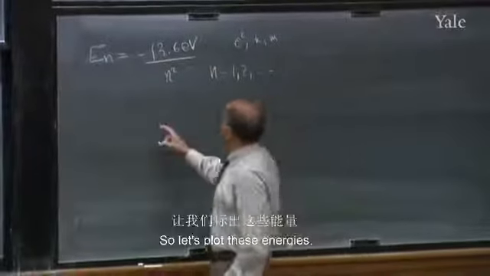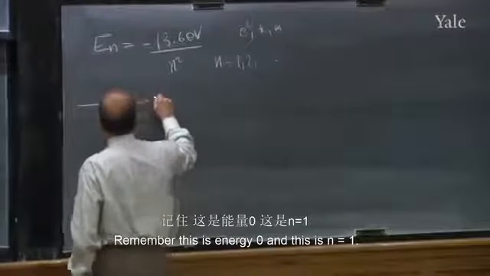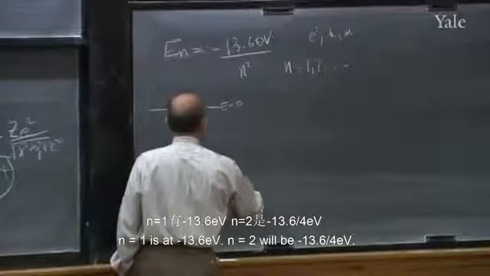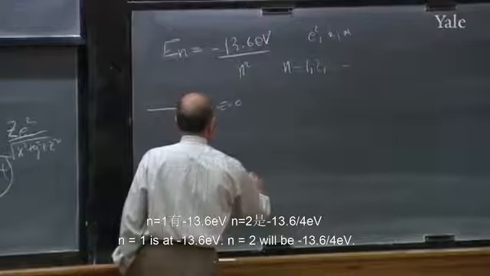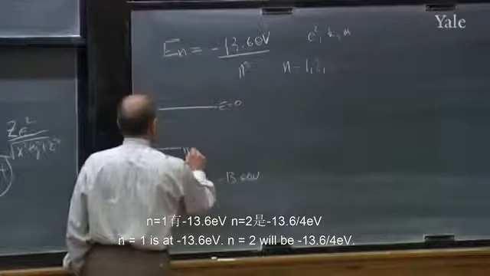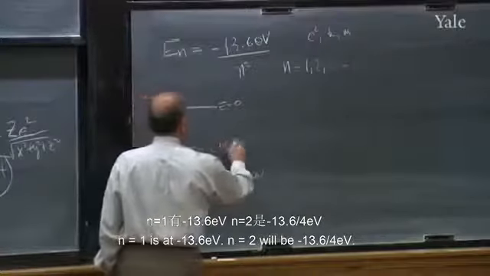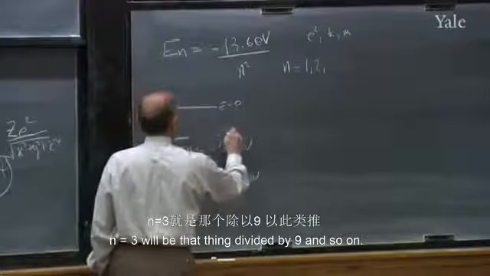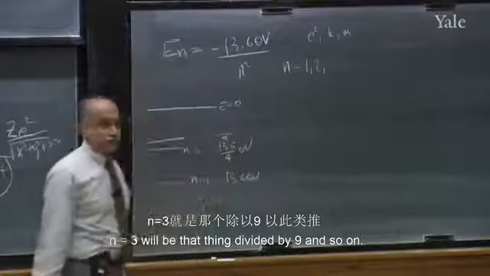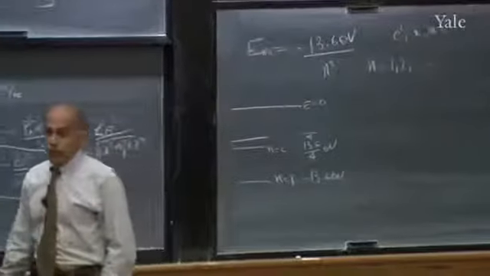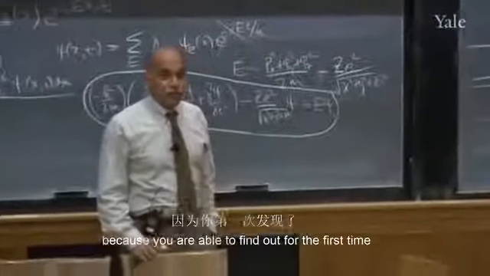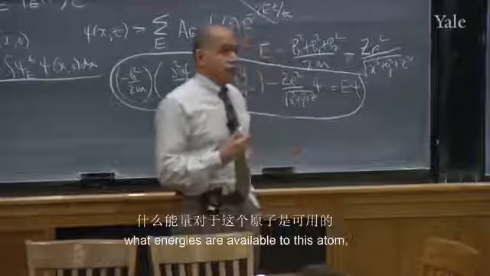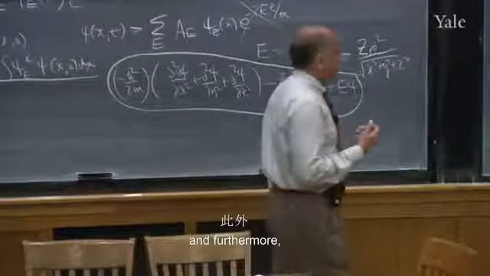So let's plot these energies. Remember, this is energy 0, and this is n equal to 1. n equal to 1 is at minus 13.6 electron volts. n equal to 2 will be minus 13.6 divided by 4 electron volts. n equal to 3 will be that thing divided by 9, and so these are the allowed energies. See, that's a great result, because you are able to find out for the first time what energies are available to this atom.